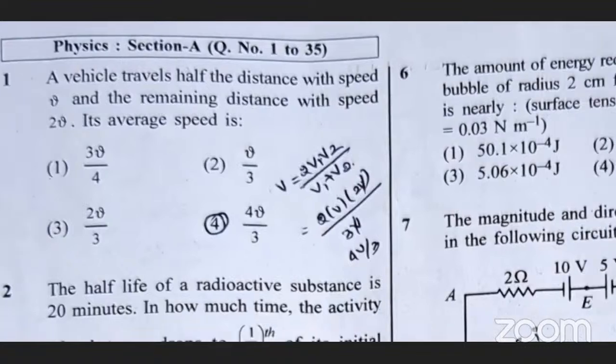In the first question, they ask for the average speed. Initially the object is moving with a velocity v for half of the distance, and for the second half of the distance it is moving with a velocity 2v. So we have the formula: average velocity is equal to 2 v1 v2 by v1 plus v2.